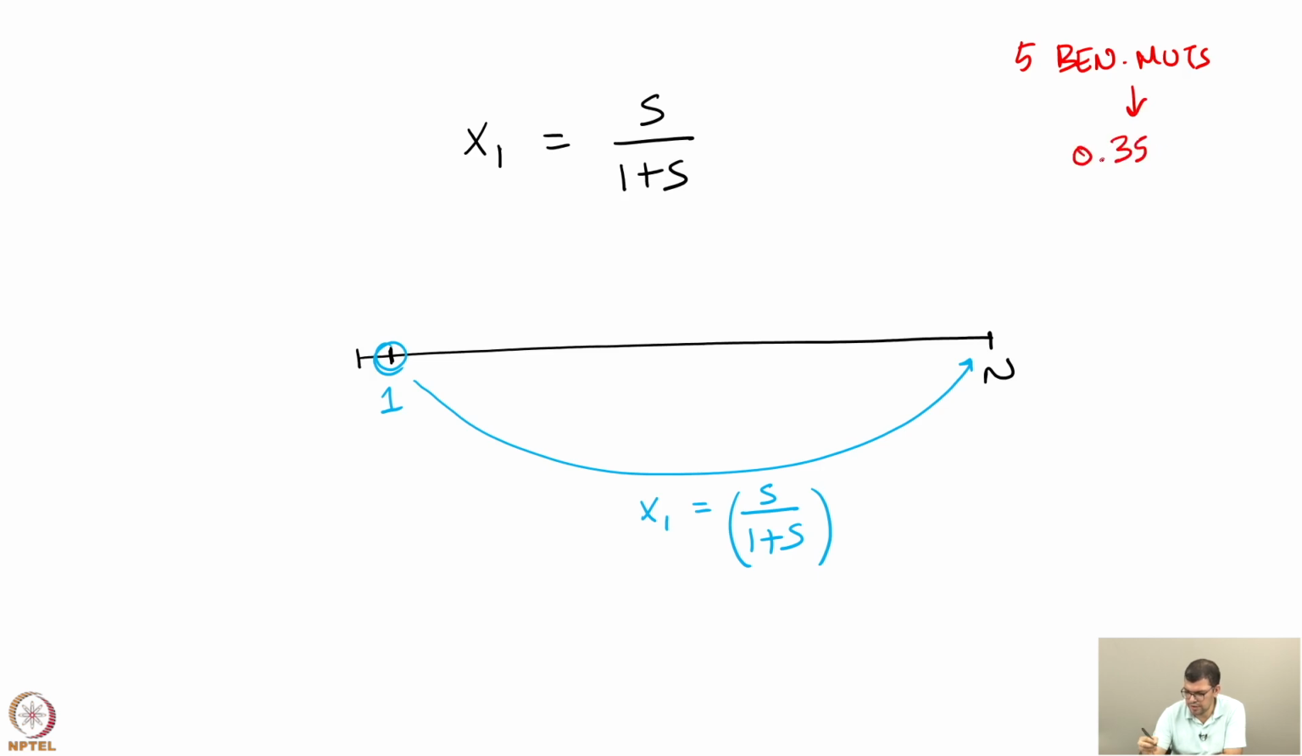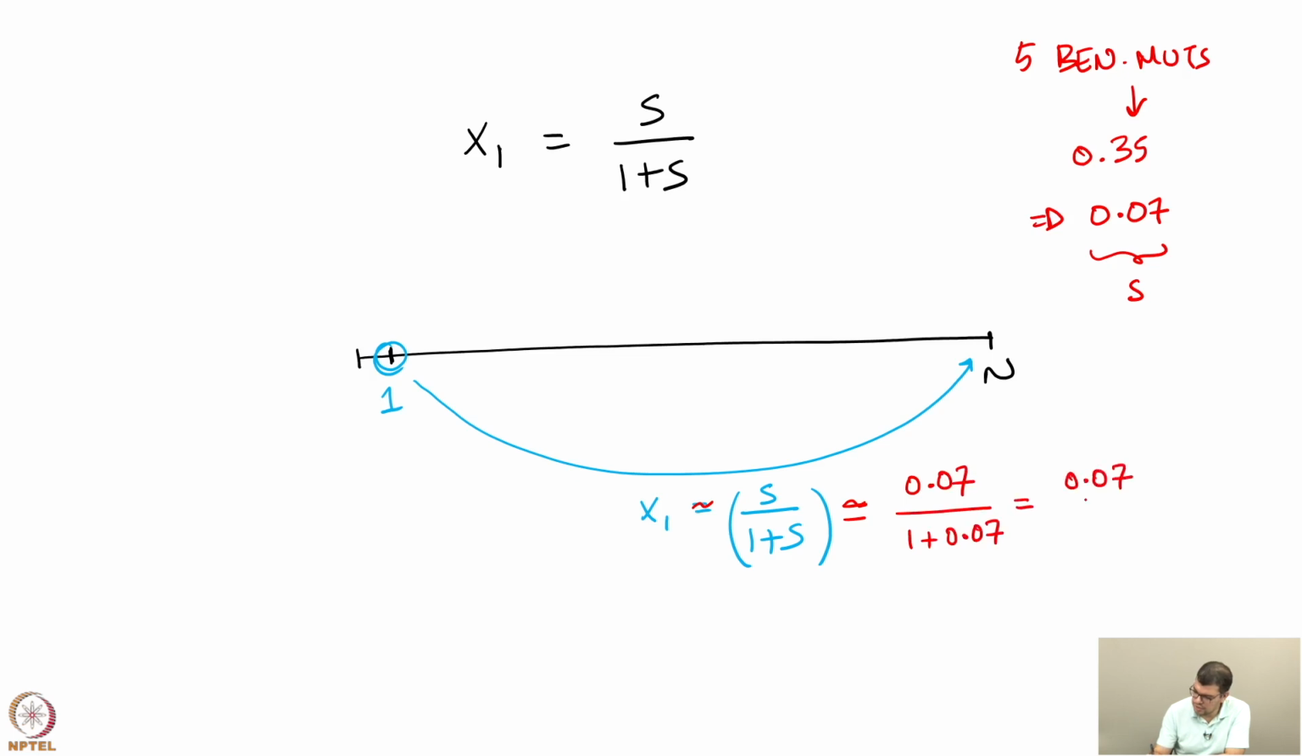So, by 0.35. That means each mutation conferred a benefit of about 0.07, that was the S. Let us assume that each one of those conferred equal benefit. So, the S associated with each of these mutations was 0.07, which means for a mutation like that, x1, this is approximate, is going to be 0.07 divided by 1 plus 0.07, which is just equal to 0.07 divided by 1.07, which is approximately equal to 0.07.